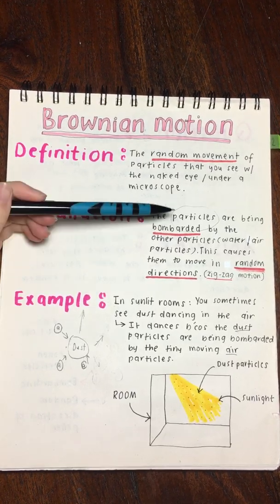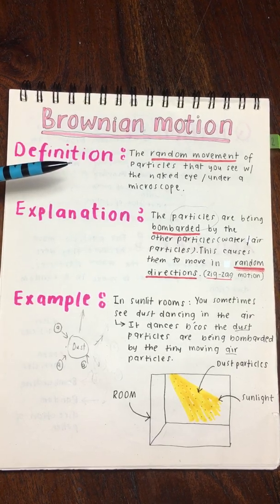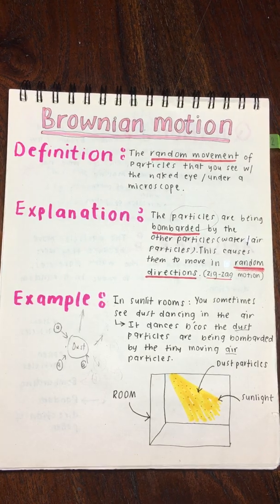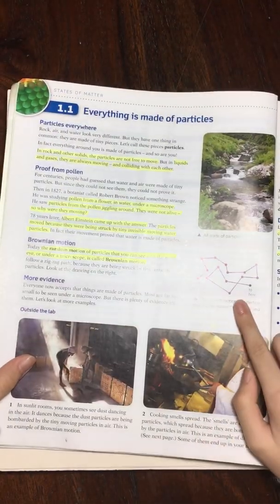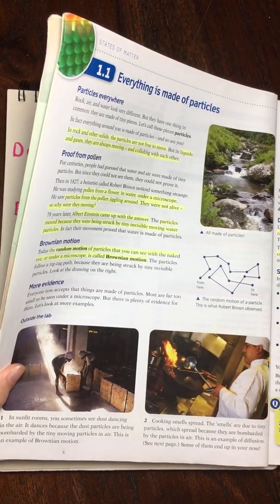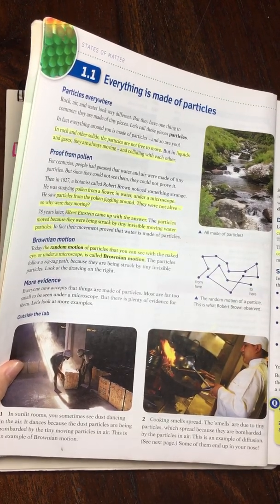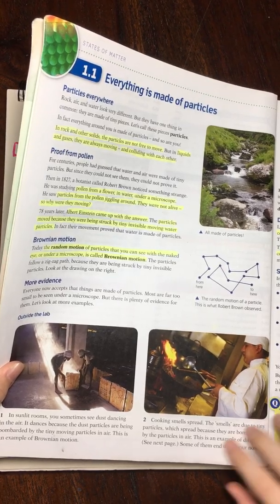This causes the particles over here to move in a random direction, and to be more specific, it will move in a zigzag motion. Now this is a zigzag motion over here. A zigzag motion is very random. The particles will just move in any direction. It doesn't have any specific pattern that it follows.